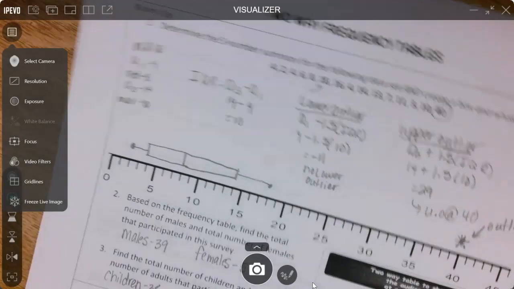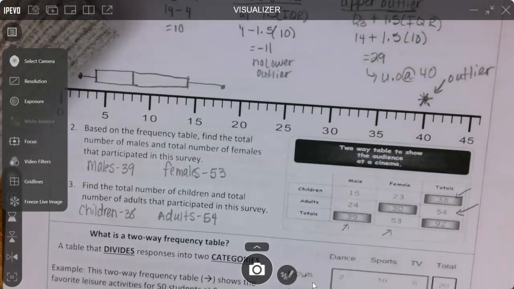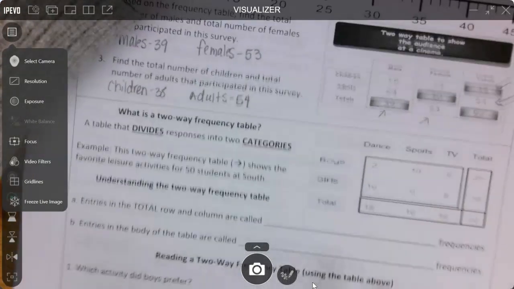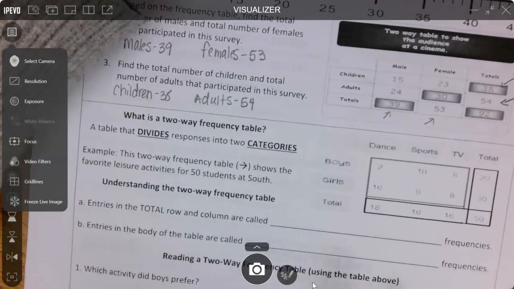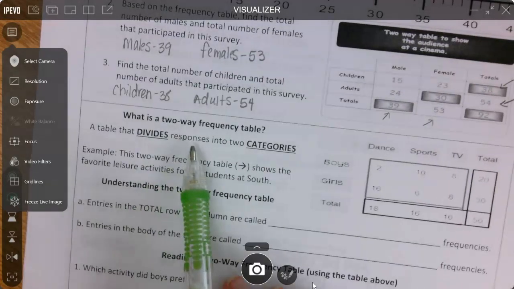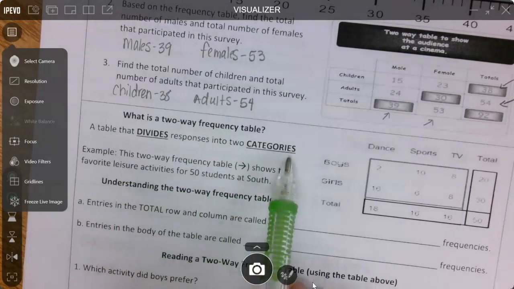Okay, so today we're going to look at two-way frequency tables. We've already done the warm-up. You should have watched that video. The next part, we're actually going to look at a two-way frequency table and see how they work. Okay, so what is a two-way frequency table? It's a table that divides responses into two categories.